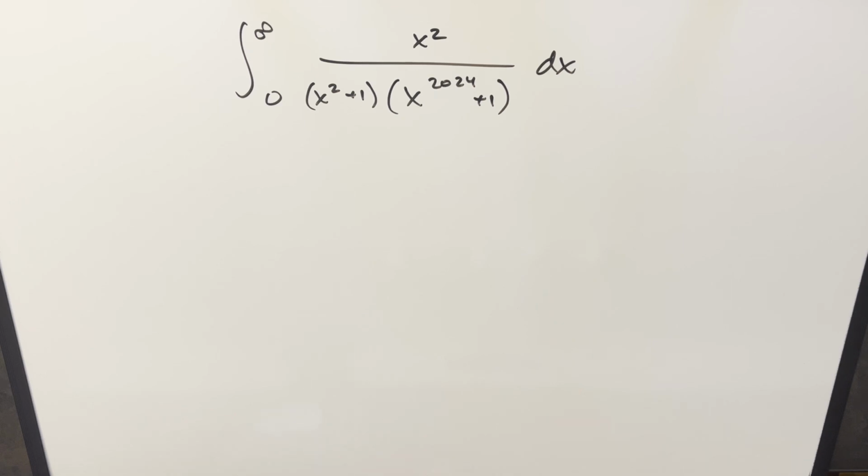Okay, we've retained another integral. We've got the integral from 0 to infinity of x squared over (x squared plus 1)(x to the 2024 plus 1) dx. Okay, I think I got the idea for this from a number of videos that I did recently. It's got some similarities.